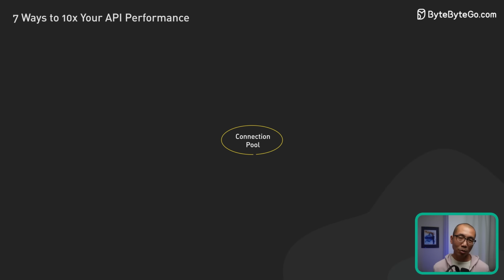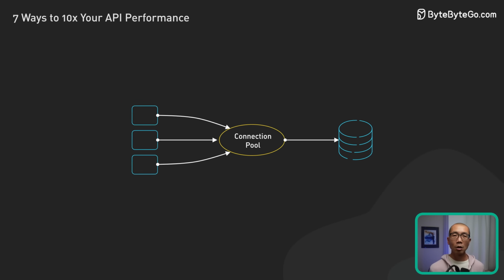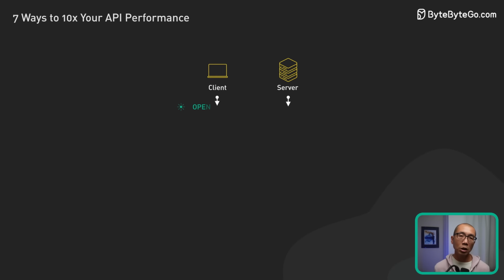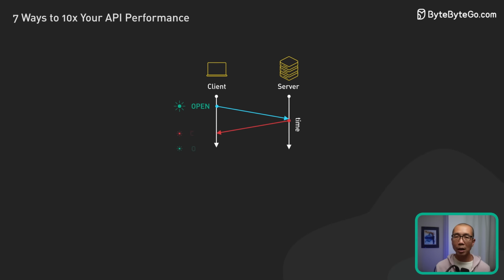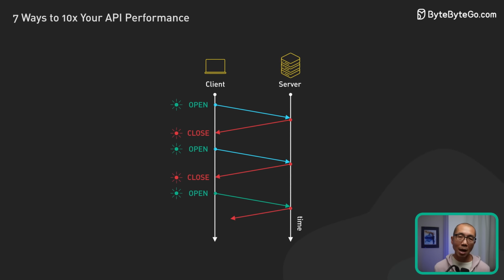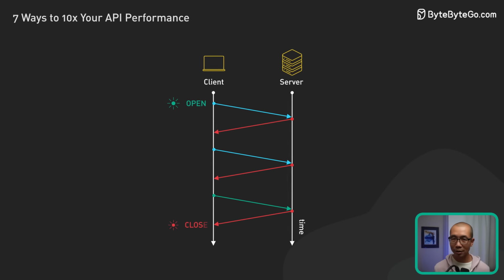Next, connection pooling. This optimization technique involves maintaining a pool of open connections rather than opening a new database connection for each API call. Creating a new connection each time involves a lot of handshake protocols and setup, which can slow down your API. This reuse of connection can greatly improve throughput.